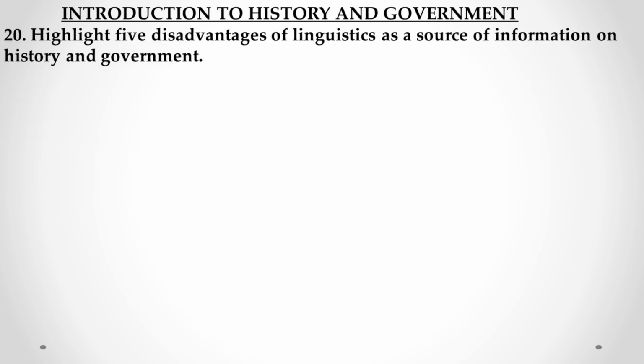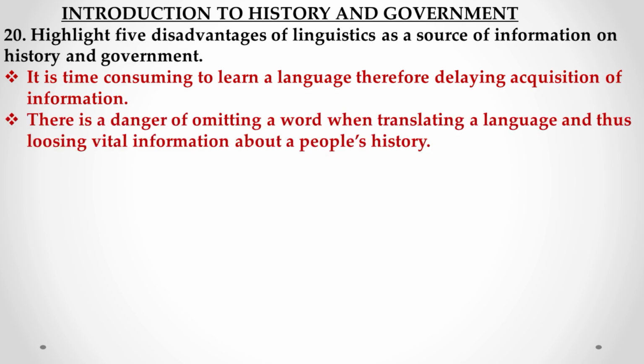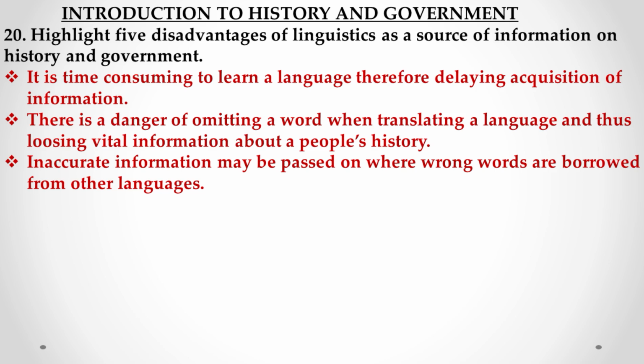Question 20. Highlight 5 disadvantages of linguistics as a source of information on history and government. 1. It is time consuming to learn a language, therefore delaying acquisition of information. Another point, there is danger of omitting a word when translating a language and thus losing vital information about a people's history. Another point, inaccurate information may be passed on where wrong words are borrowed from other languages.